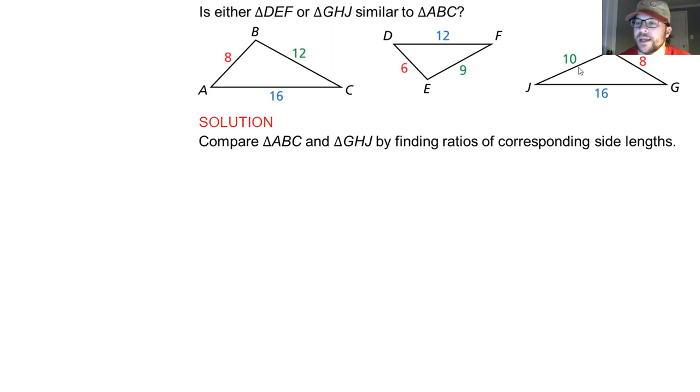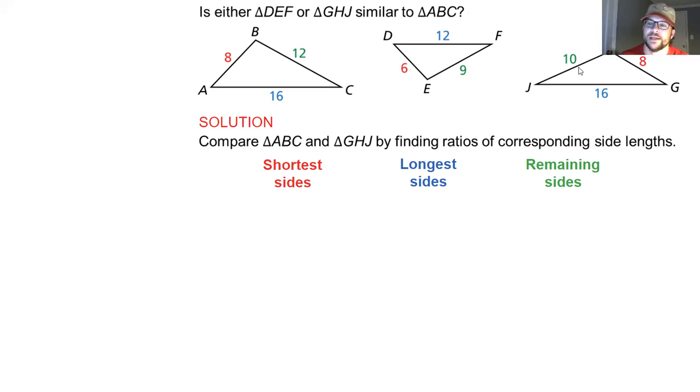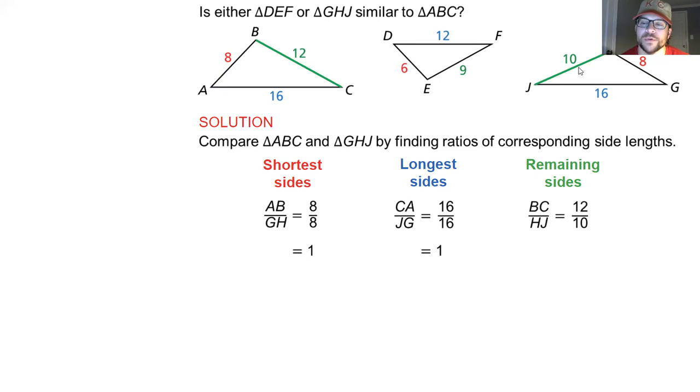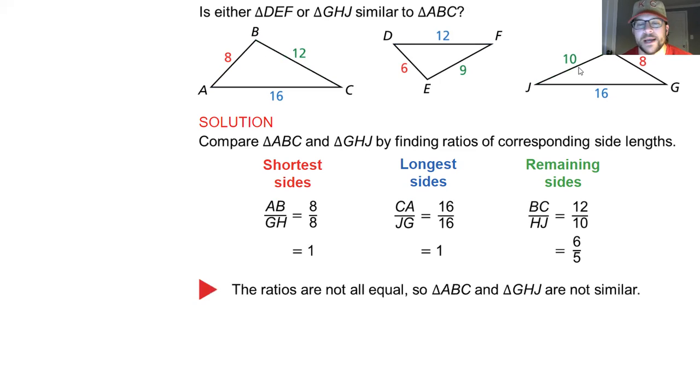So now let's check GHG to see if that one is similar to ABC. We're going to do the exact same thing: short sides, long sides, and the middle. So our shorts are going to be 8/8, which is 1. Our longs are going to be 16/16, which is 1. And then our remaining 12/10, which is 6/5. So even though we have two sides that are proportional with the same ratio, we don't have all three sides. So we cannot conclude by the side-side-side similarity theorem that ABC and GHG are similar. They are not similar.